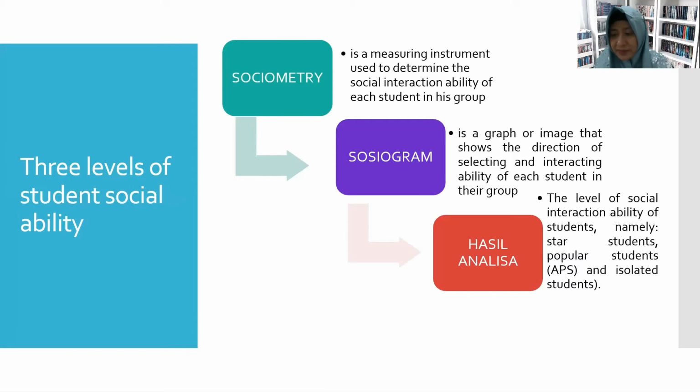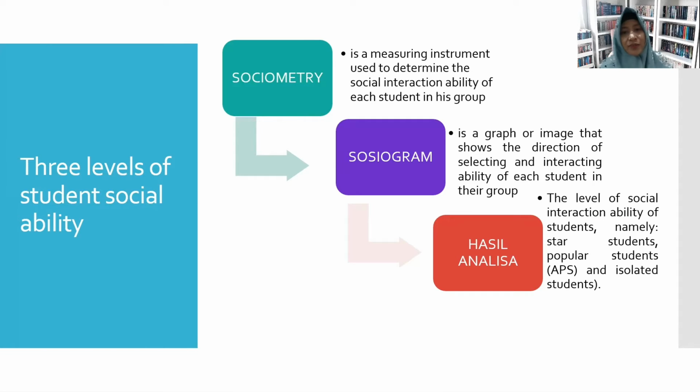Ladies and gentlemen, using sociometry, we can see student interaction skill in the classroom. There are 3 levels of student interacting ability. The three levels of student social ability are star student, popular student, and isolated student.